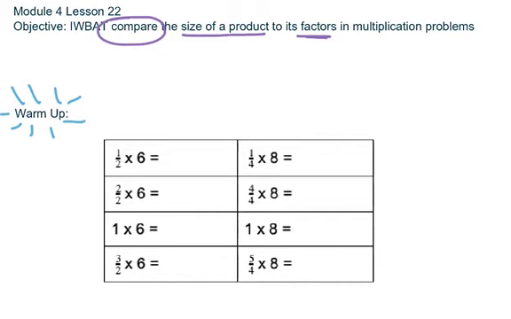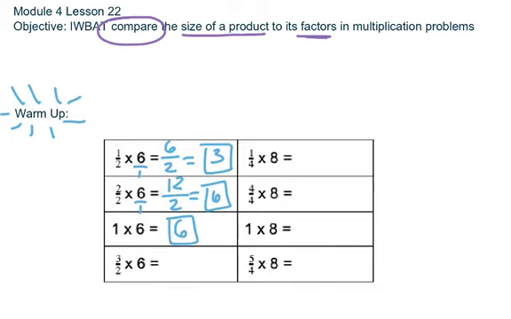We have 1/2 times 6, and I'm going to put that over 1, would be 6/2, which is 3. 6 divided by 2 is 3. I have 2/2 times 6, would be 12 over 2, which is equal to 6. 1 times 6 is also equal to 6. 3/2 times 6, I put that over 1. I have 18/2, which, 18 divided by 2, is 9. Let's go ahead and look at the second column.